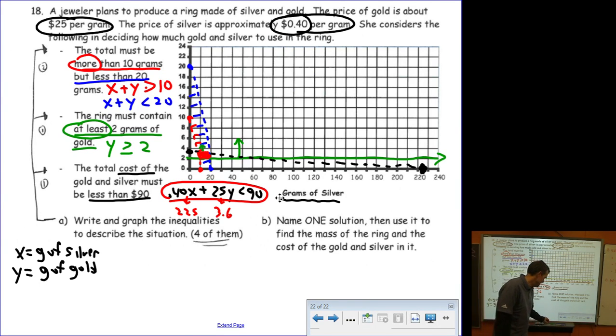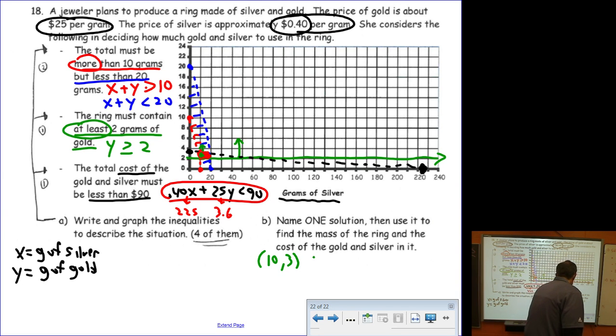So I went ahead and picked a point that I was sure was in there right about here. I picked the point 10, 3. And so I said, all right, let's use 10 grams of silver, 3 grams of gold. That fits all the restrictions. And I had to calculate the cost of that ring. So 10 grams of silver cost 40 cents each, and 3 grams of gold cost $25 each. And that turns out to be 4 plus 75, or $79 would be the cost of that ring.